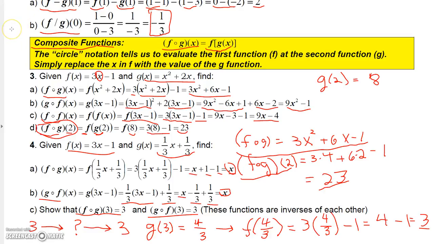One will do a set of instructions, and the other function will reverse that set of instructions. And we'll talk about inverse functions in the next section.